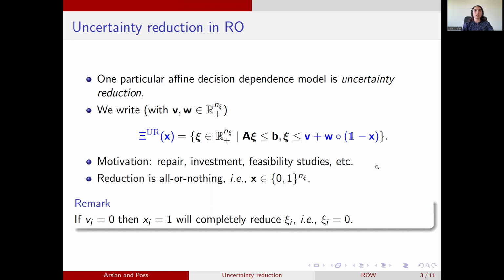The motivation behind such a model is that you can take some proactive actions, such as repairing machines or doing some investments on tools that would make more precise measurements, in order to reduce the extent of uncertainty. For the following, we will assume that uncertainty reduction is all or nothing, in the sense that these X variables will be assumed to be binary. We can remark that if the value of this parameter Vi is equal to 0, then when Xi is equal to 1, the corresponding uncertain parameter will completely reduce to 0, so its effect will be eliminated completely from the problem.